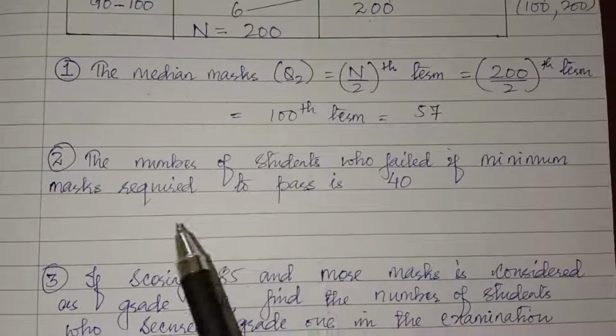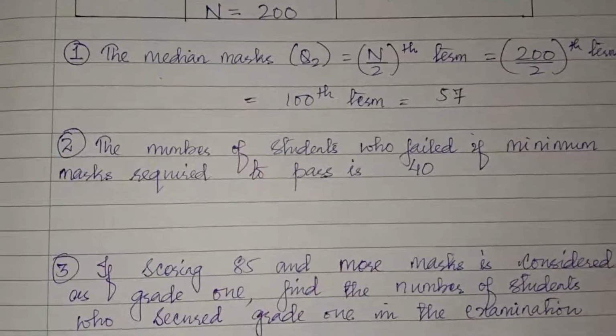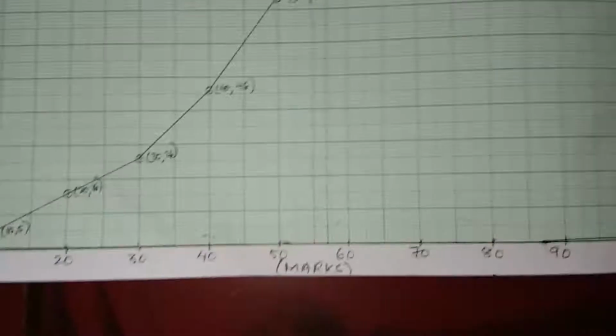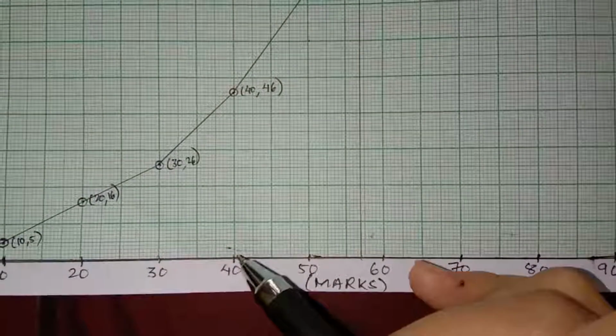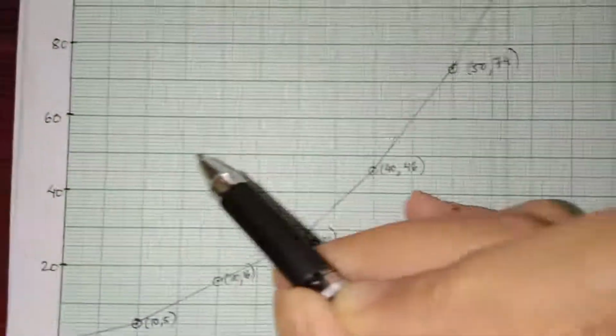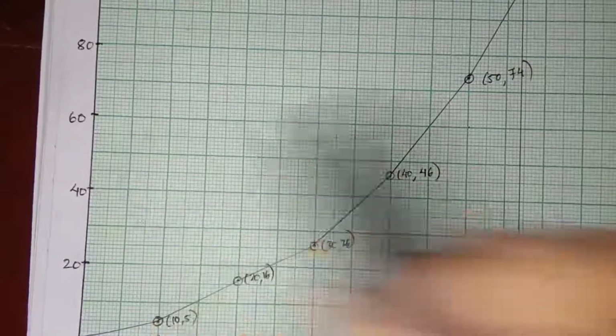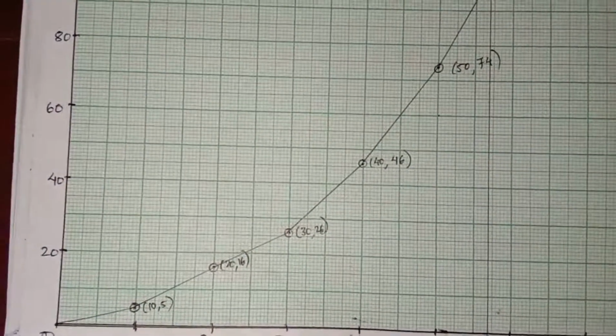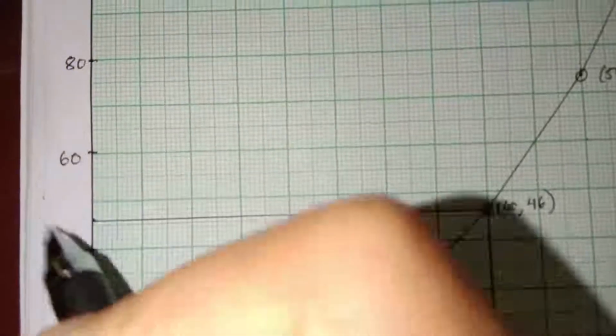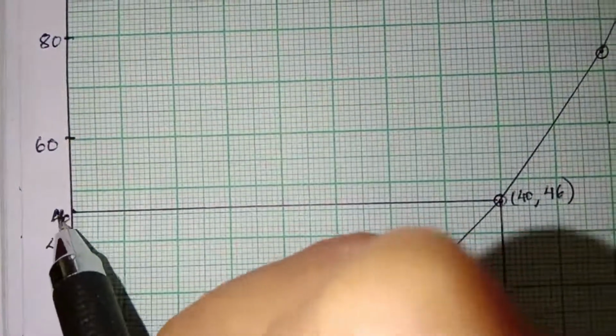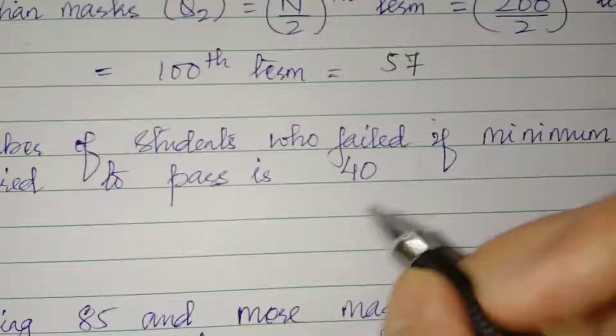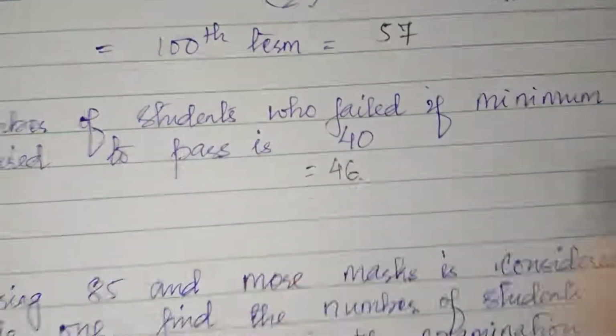Now we have to find the number of students who failed if the minimum marks to pass is 40. So from 40 you have to draw a line, then you have to go that side. That will give you the number of students who failed the test. So this one is 46. So 46 students failed the test. So here you have to write it is equal to 46.